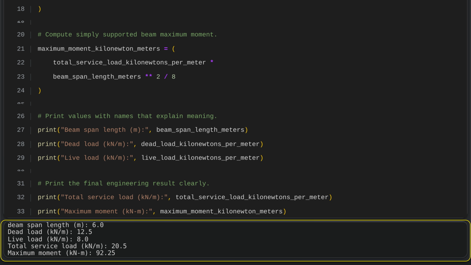This example shows how meaningful variable names make engineering calculations easier to understand. It computes the maximum moment for a simply supported beam by combining dead and live loads into a total service load, then applying the standard beam moment calculation using the span. The output clearly labels the span, loads, total service load, and maximum moment, so the results are easy to interpret.